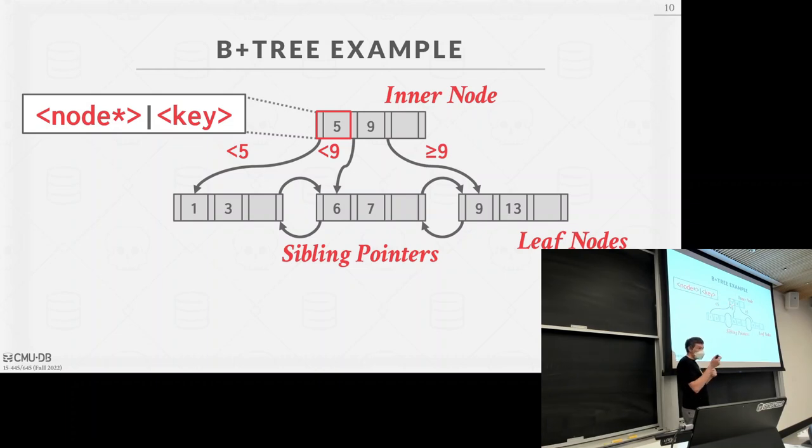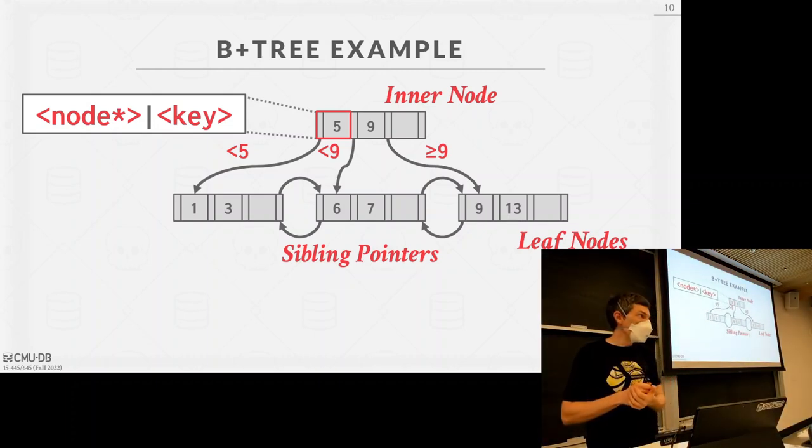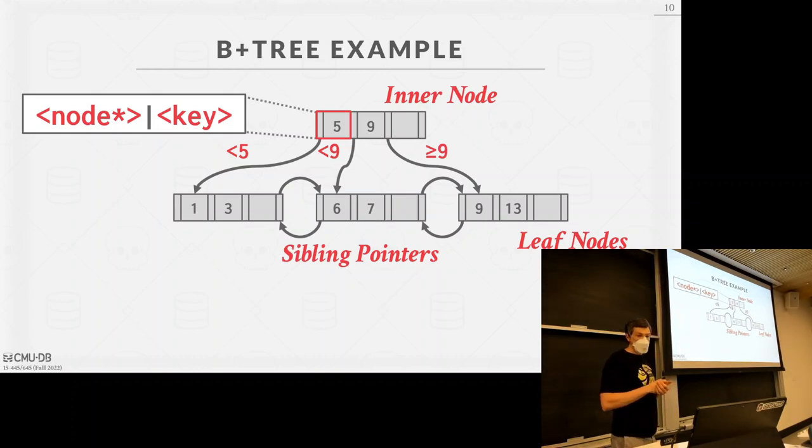I don't want to say value, because the value could be a pointer to the tuple. We're going to skip that for now. And then after 5, you have another pointer. It says less than 9, so that's guaranteeing that any keys found down here, to the left of it, will also be less than 9. And then the last one says it's anything greater than or equal to 9. Pretty straightforward.